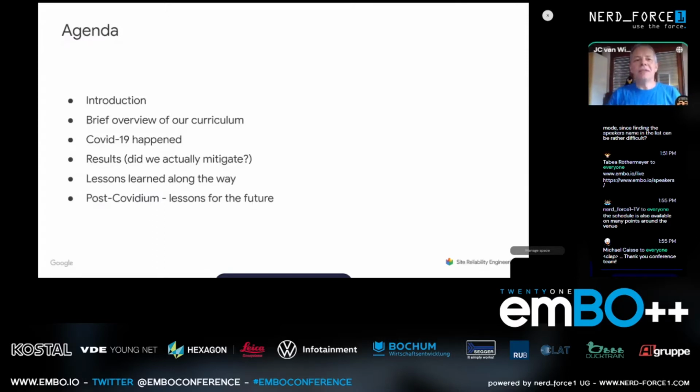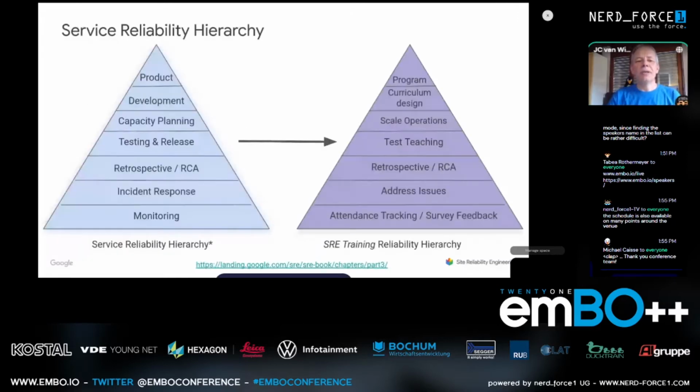Now, one of the things that we follow in SRE is what we call the site reliability hierarchy, or the service reliability hierarchy. You might think as a developer that the product is the main thing that you go after. It is the thing that you want.